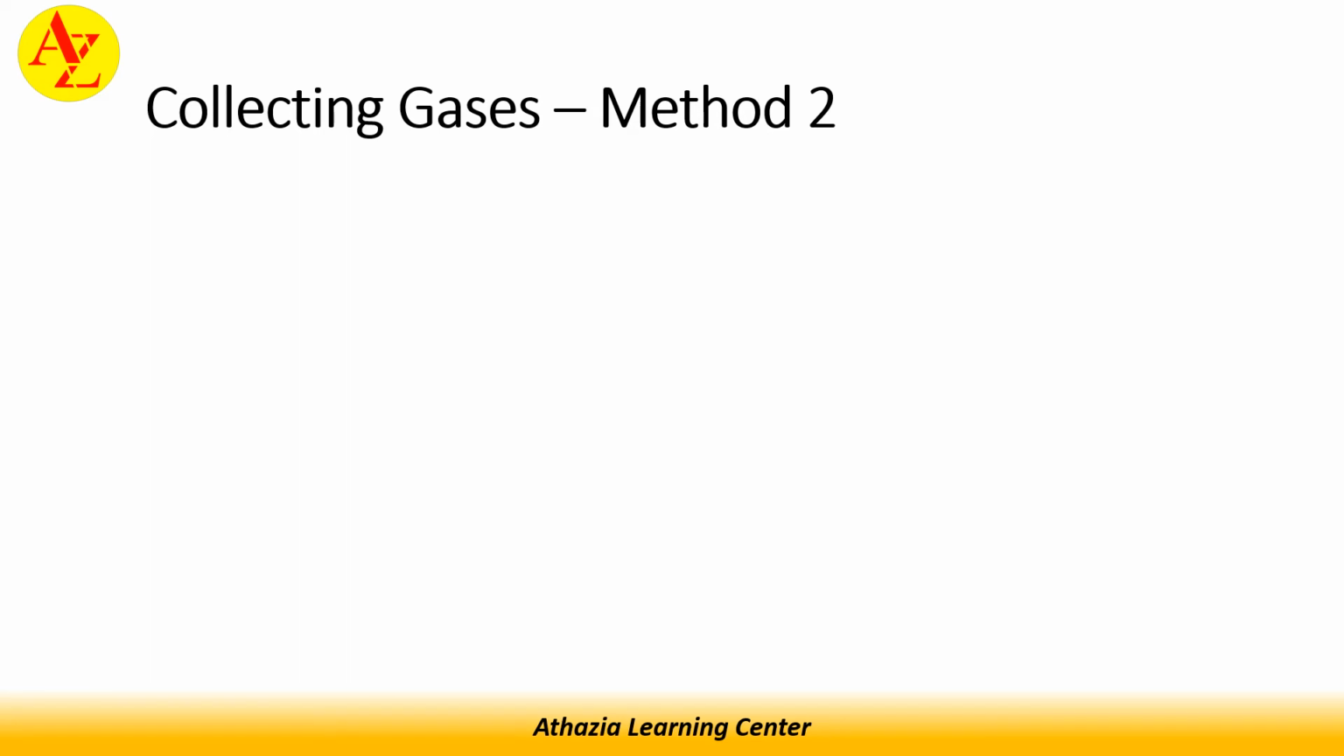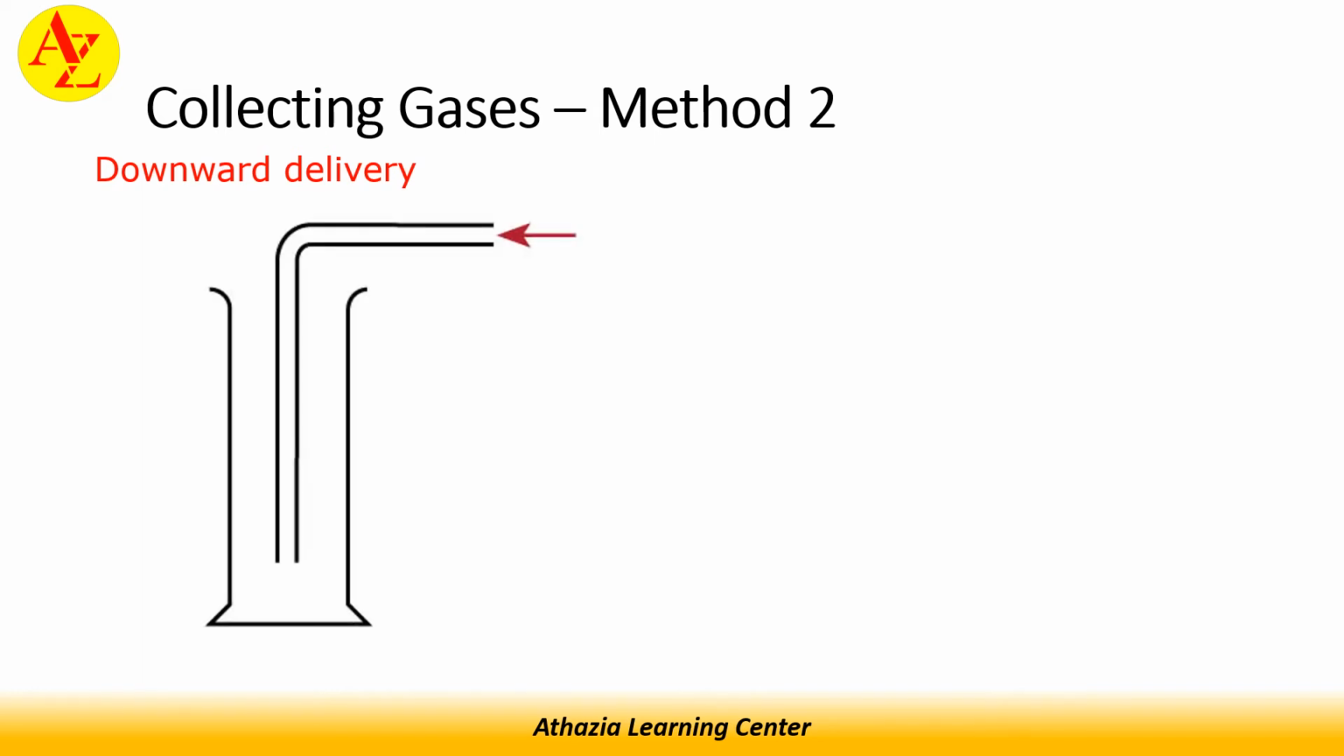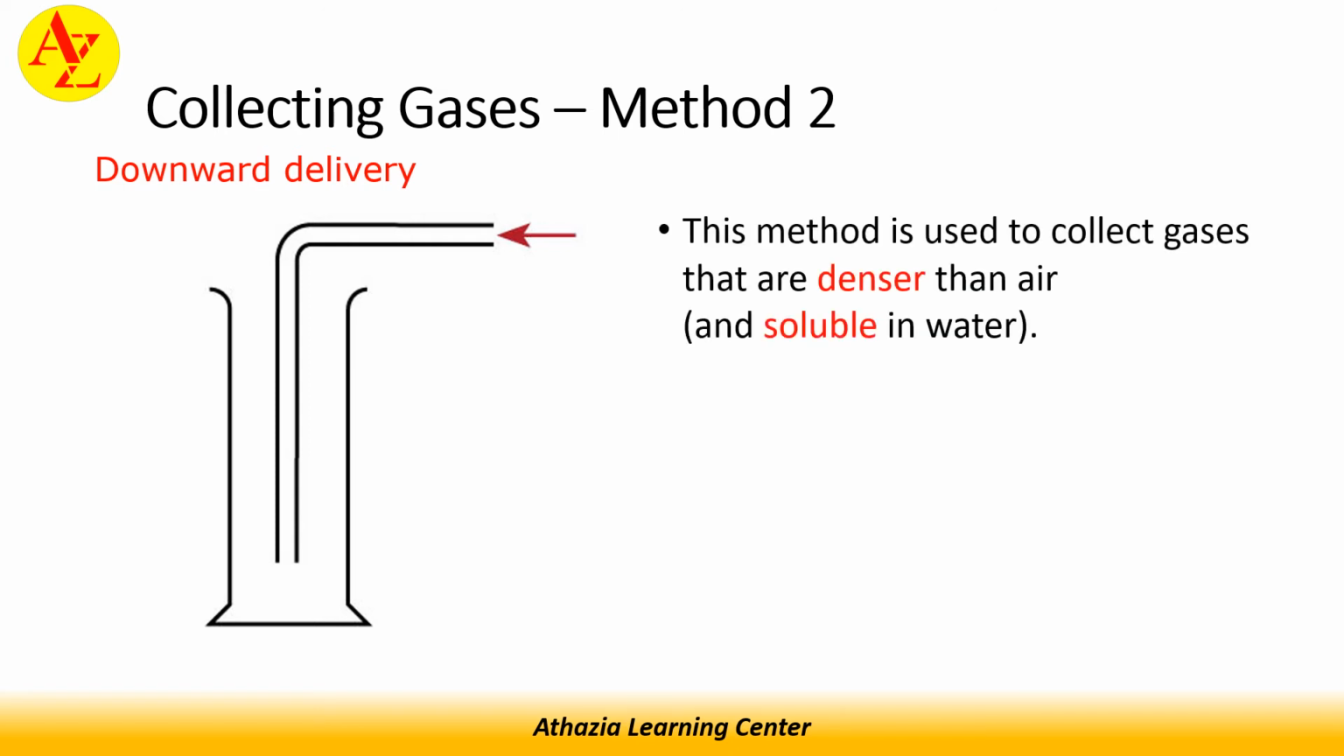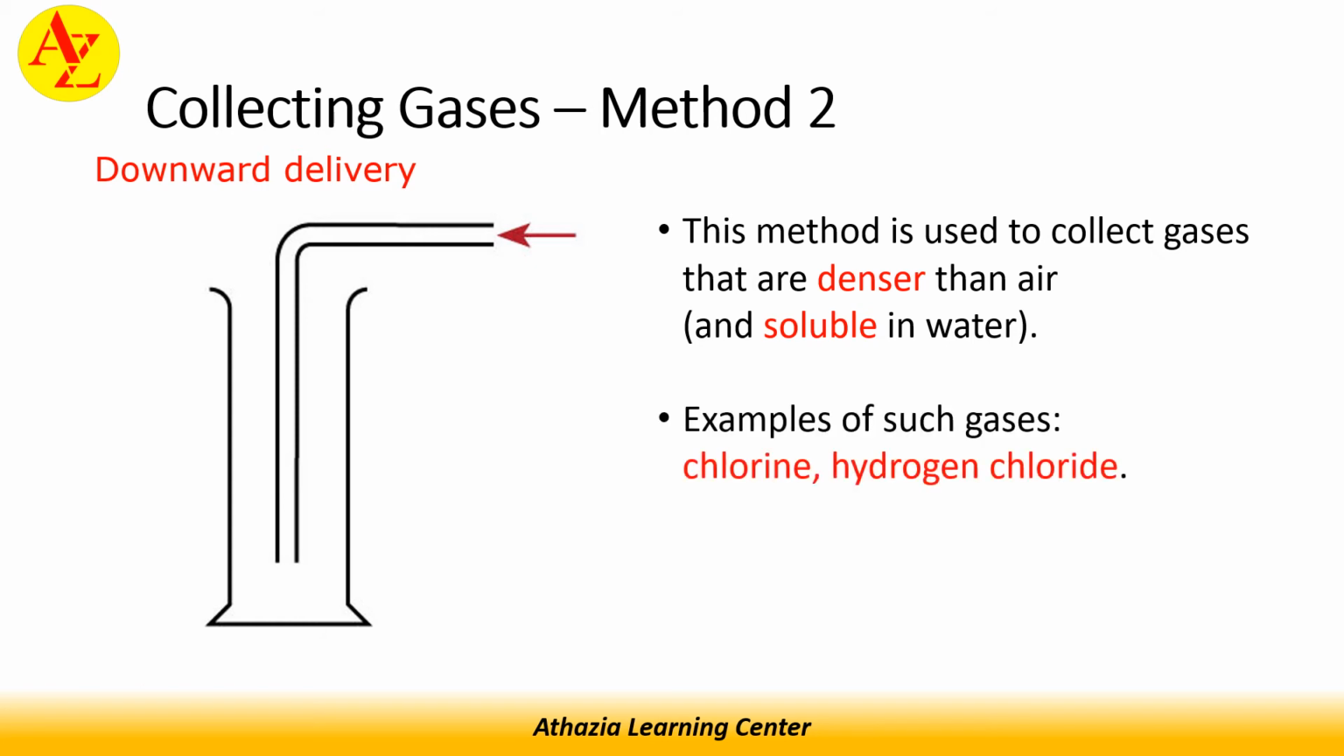Collecting gases method 2 is called downward delivery. The diagram is like this. We use the measuring cylinder with a straw coming out from the reaction tube, for example. This method is used to collect gases that are denser than air and soluble in water, for example, chlorine and hydrogen chloride.